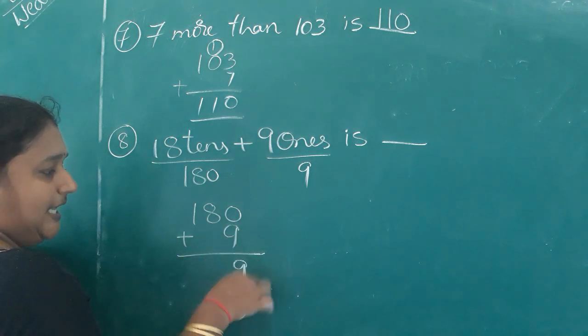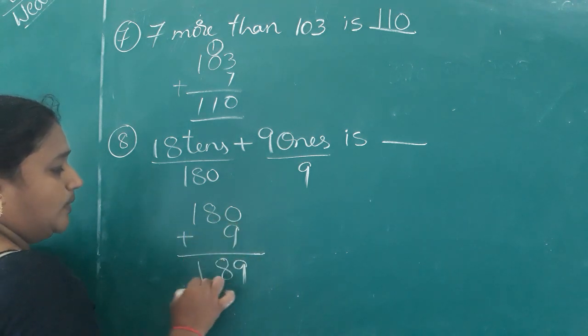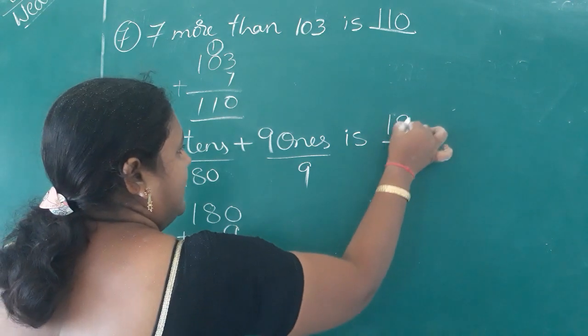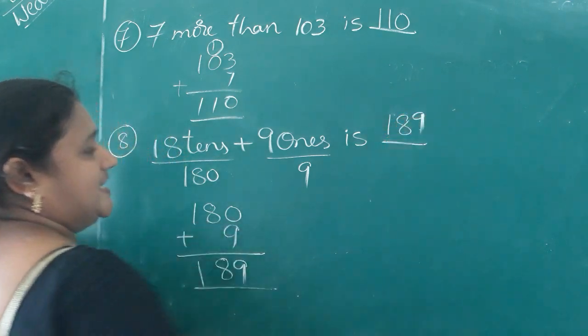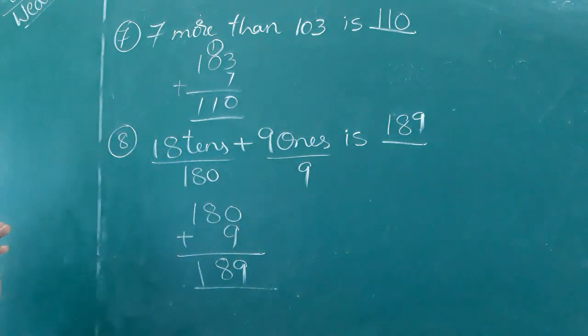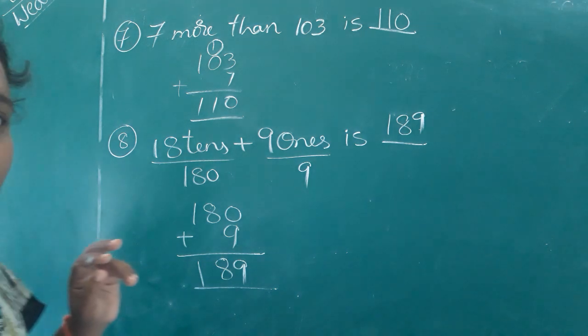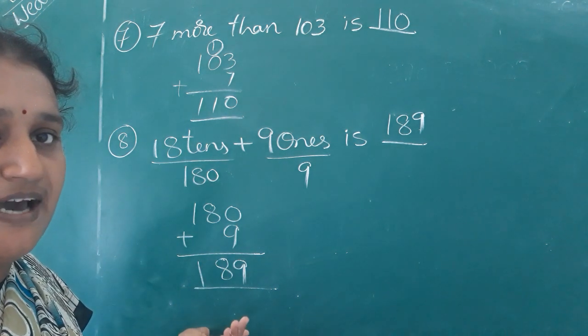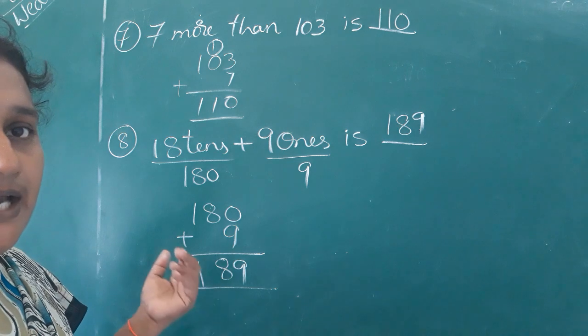0 plus 9, 9. 8, 1. So 180 plus 9 is 189. What is 180 plus 9? 189. Next one.